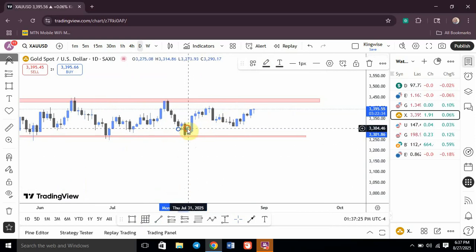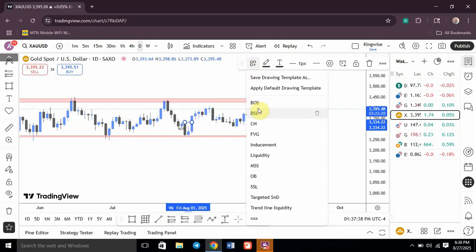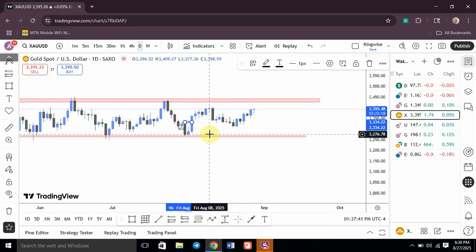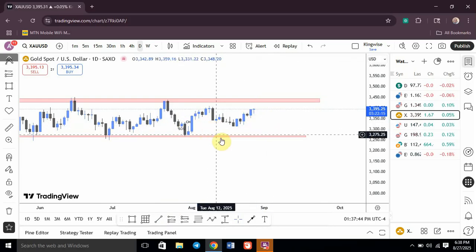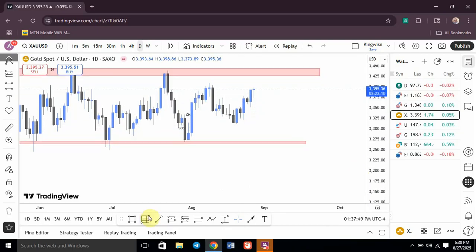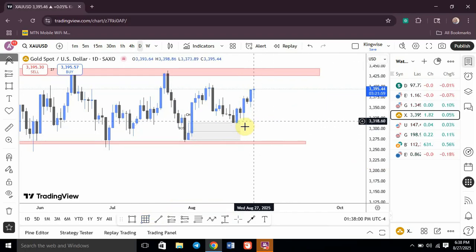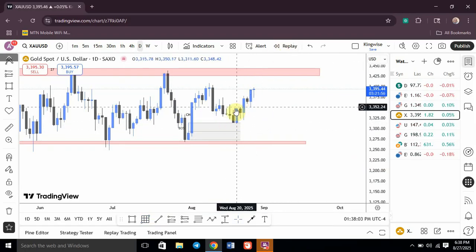So we saw a break of structure to the downside, and then this happens to be a change of character to the upside to show that buyers are in control. Now, what did we see after that change of character? We saw market returned to this order block here. So market mitigated this order block and started buying up.